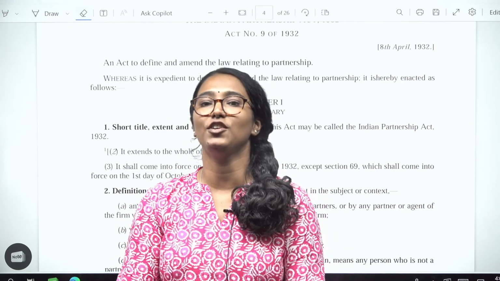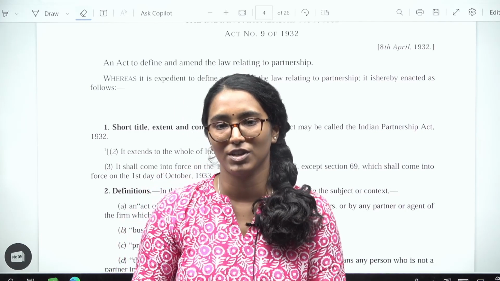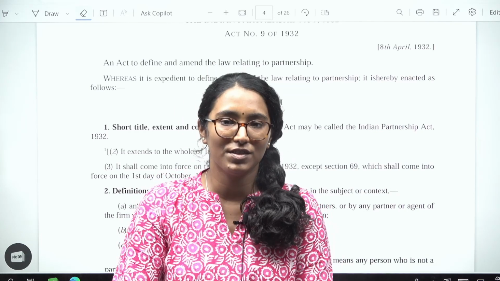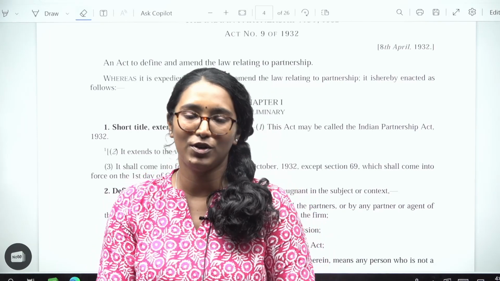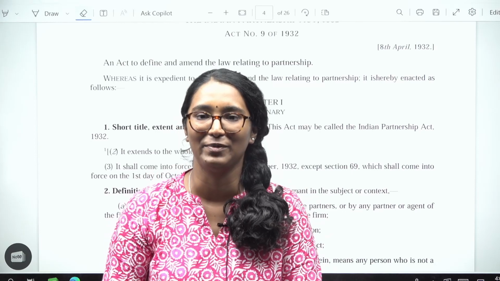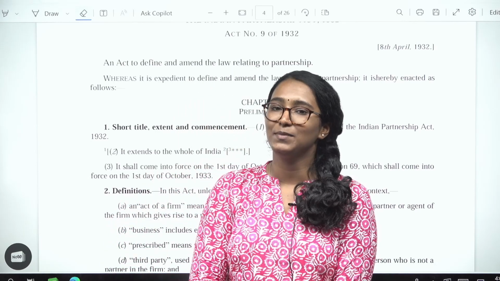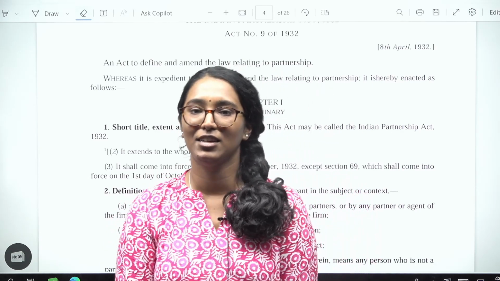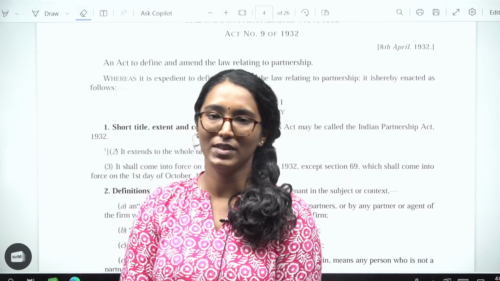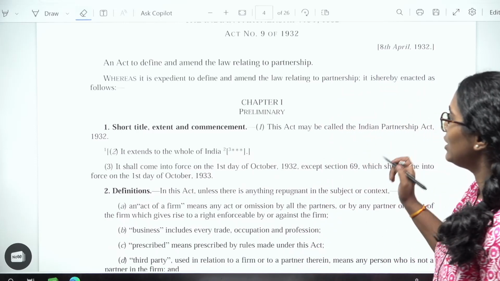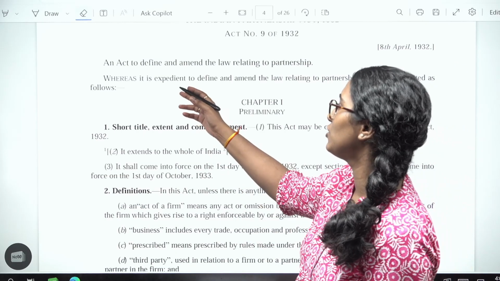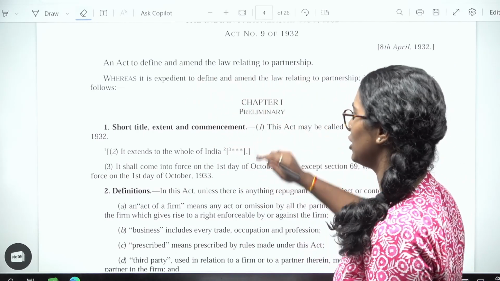Section 69 of the Act, which talks about the effect of non-registration of partnership firms, came into force on 1st October 1933. So, let us begin the Indian Partnership Act by understanding the purpose and object of Indian Partnership Act. The preamble to the Act says that it is an act to define and amend the law relating to partnership.